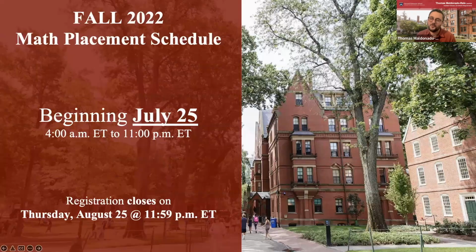Lots of dates I know, which is why I'm so happy I'm sending this to you all as well in the slides. But the math placement for this fall is going to be open on July 25th. It starts at 4 a.m. and it's really only available between 4 a.m. to 11 p.m. each day. And there's no real shut off for fall, except for the fact that registration will close on Thursday, August 25th. So of course you would like to do this well ahead of time to make sure that you have your result to know and guide your decision on enrolling in one of these math or economics courses.